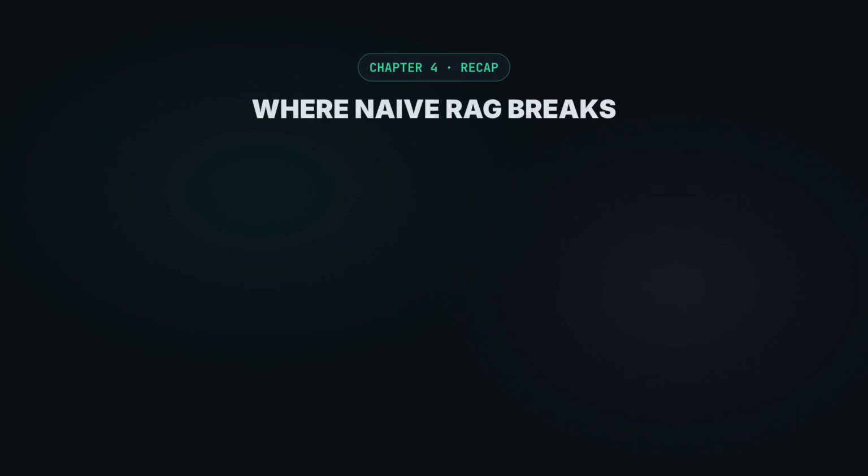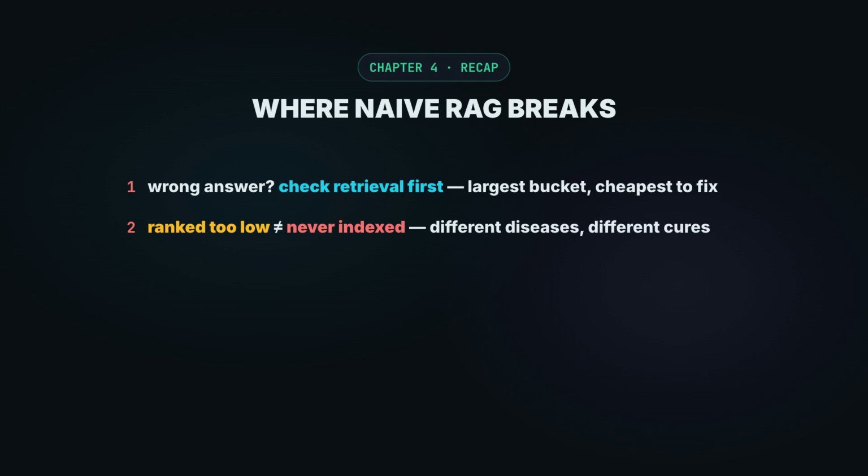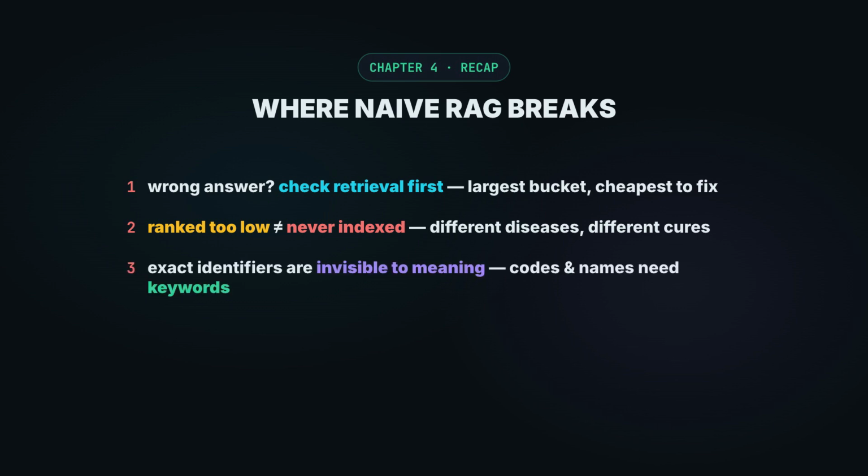Let's recap on where naive RAG breaks. If you remember 3 things, make it these. 1. When RAG fails, check retrieval first. It is the largest failure bucket and the cheapest to fix. 2. Ranked too low and never indexed are different diseases with different cures. 3. Semantic search cannot see exact identifiers. Codes, names, and versions need keywords.